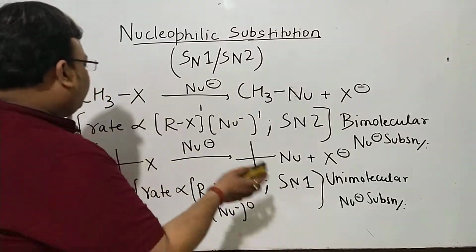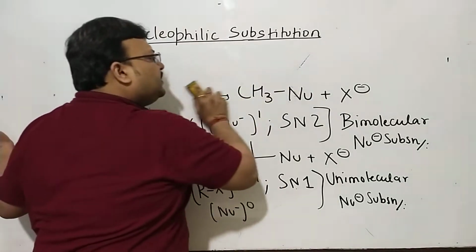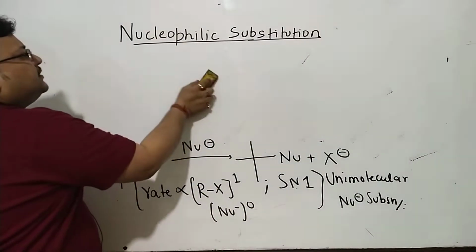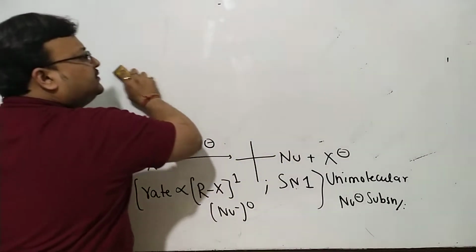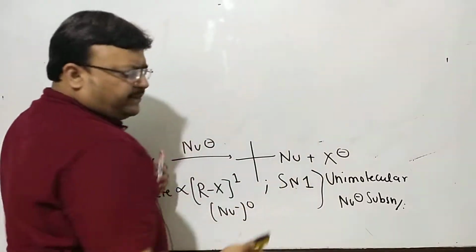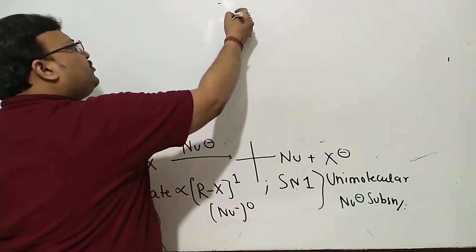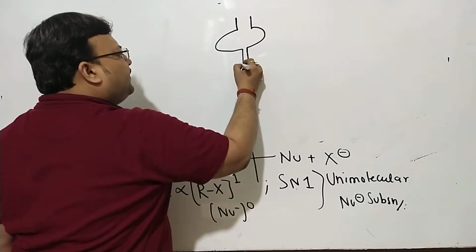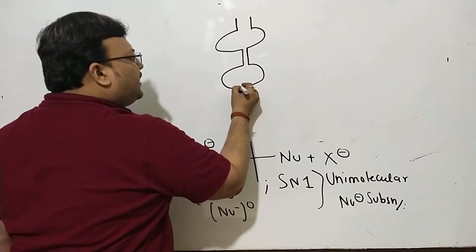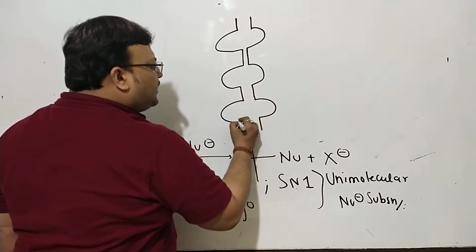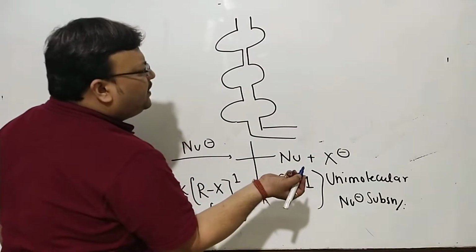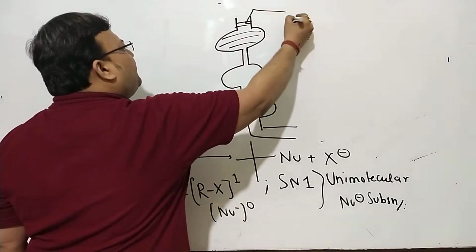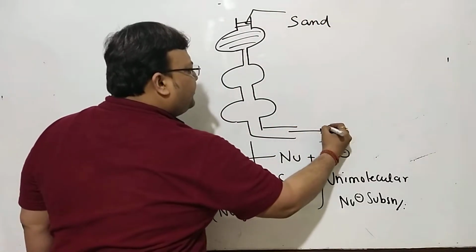In chemical kinetics, I had given you a very nice analogy, and I'll just quickly repeat it for you. Suppose you have a system of interconnected flasks where the radii of the connectors are different. A simple experiment to imagine, not even conduct. You are pouring sand from above, and sand is coming out.